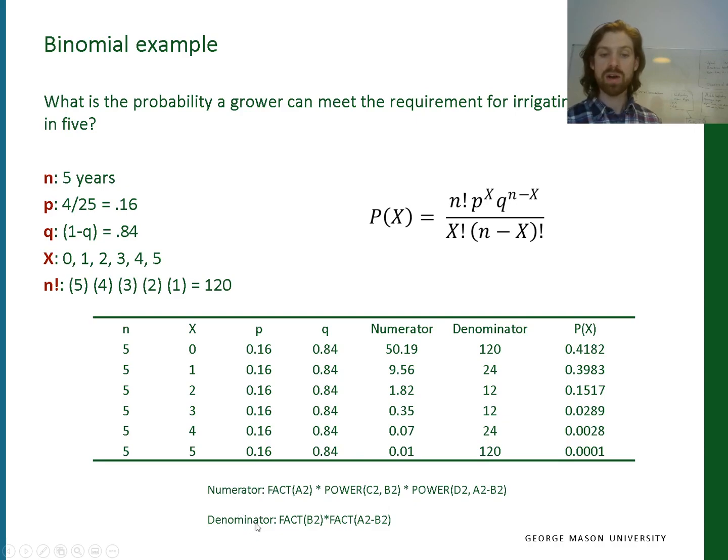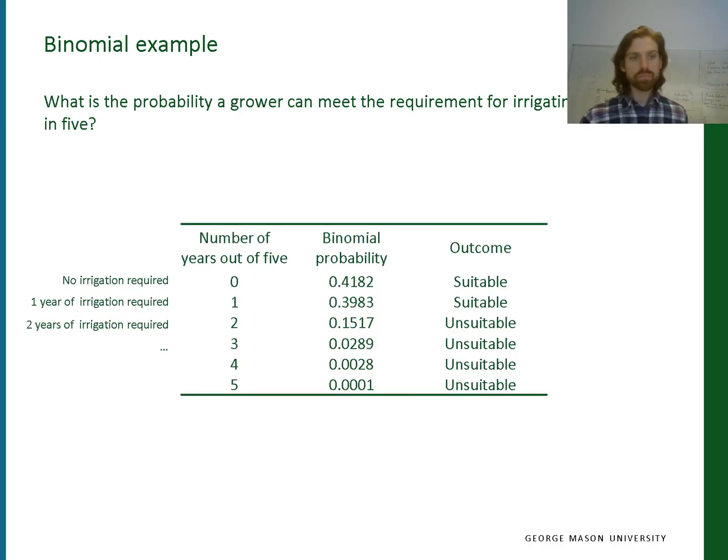And then for the simpler denominator, you just type in equals, take the factorial for b2, which is x, and multiply it by the factorial for n minus x, which is the 5 here, minus b2, which is 0, 1, 2, 3, 4, 5, depending on the row. And then you end up with these probabilities just here. Okay, so please do that. I think it will really help your understanding.